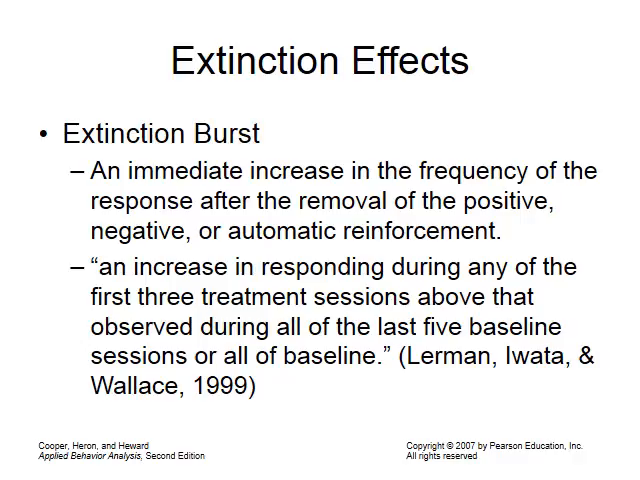Another effect you might see is called an extinction burst, and this is an immediate increase in the frequency of the response after the removal of the positive, negative, or automatic reinforcement. From the Lerman article, an increase in responding during any of the first 3 treatment sessions above that observed during all of the last 5 baseline sessions, or all of baseline, is how they define an extinction burst.